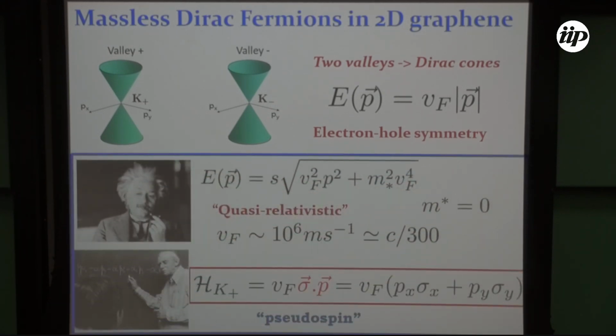So here you get Einstein and Dirac all together, with Einstein telling you, guys, if you have such kind of linearity, it means that you have an effective mass that goes to 0, quasi-relativistic, although the velocity is still far from the speed of light. And then you have the form, this actually is the diagonalized form of this Hamiltonian, where you have the sigma dot p. Here, sigma is not the spin, but is pseudospin.